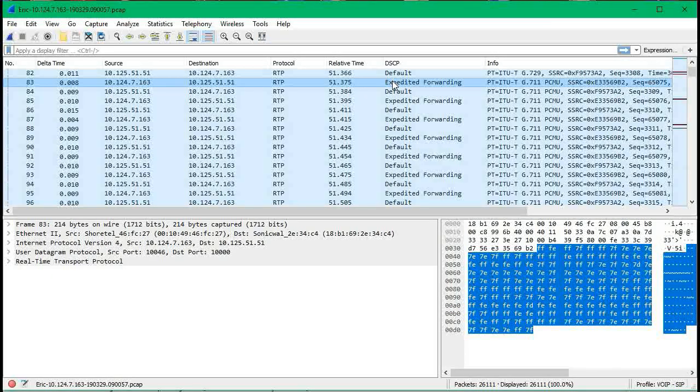So there you go. Hope that was helpful for you in how to troubleshoot voice over IP. And thank you to my customer for sending me those traces and allowing me to help him out.